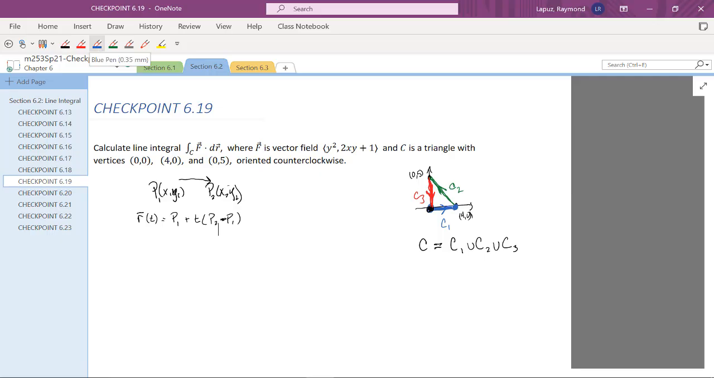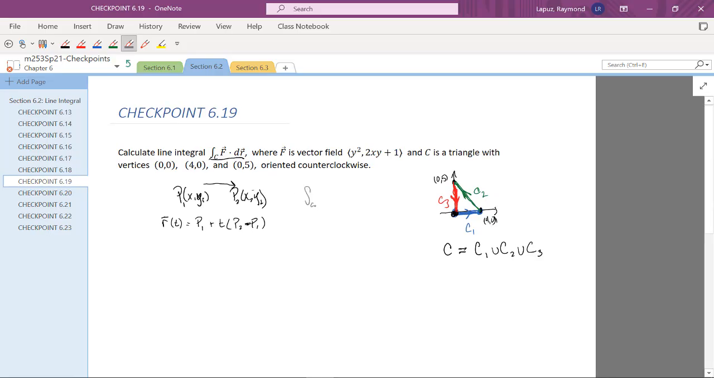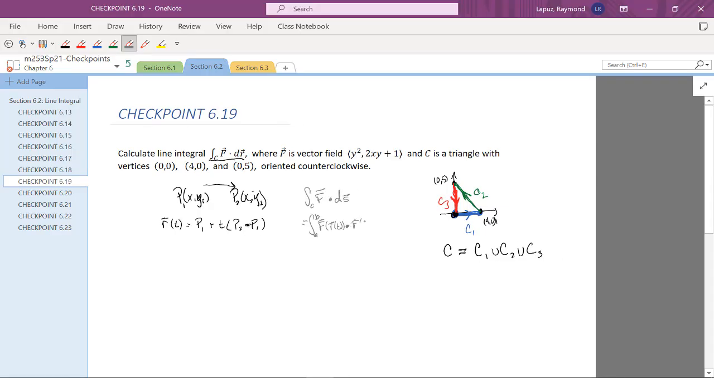After we do that, we also have to note the formula for this integral, or I usually like to call it the working definition for this line integral. It will be equal to the integral from a to b, based on the parameterization, of the function evaluated at the parameterization, which is going to be a vector because the function is a vector field, dotted with the derivative of the parameterization dt. So that is going to be our working definition to solve these integrals.